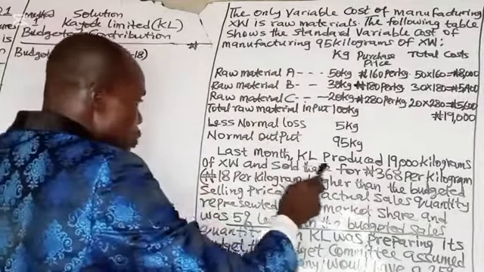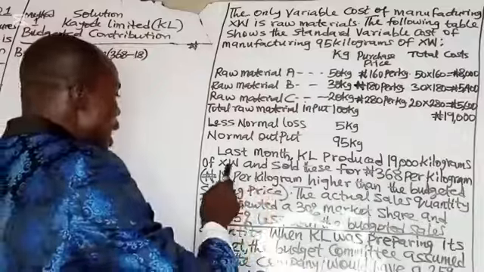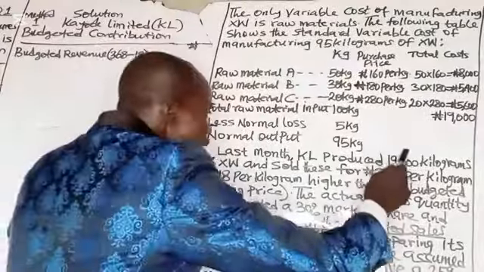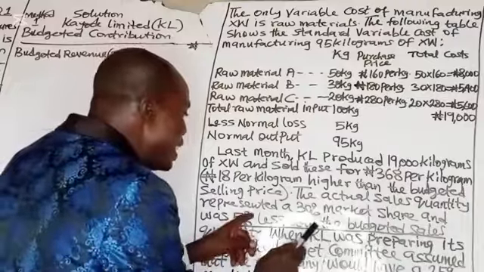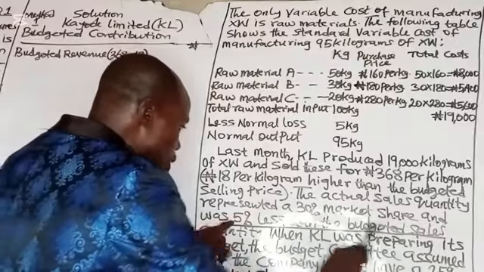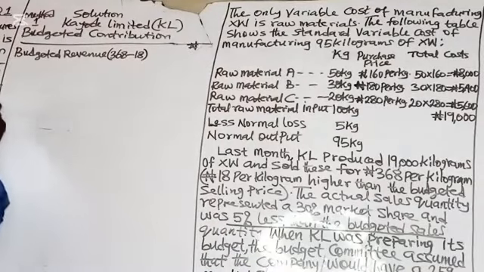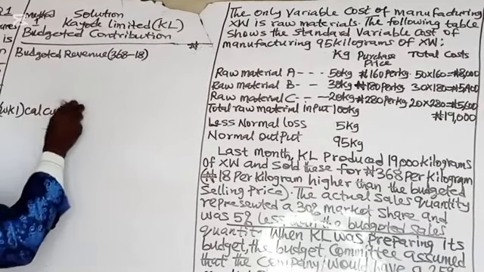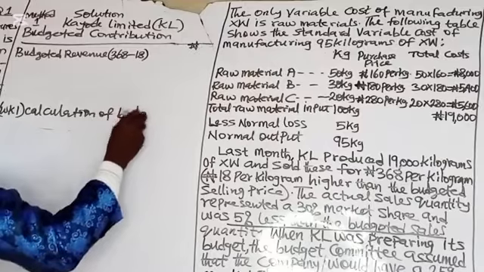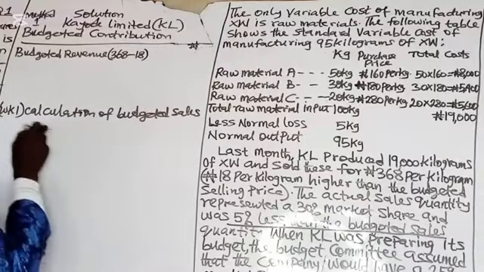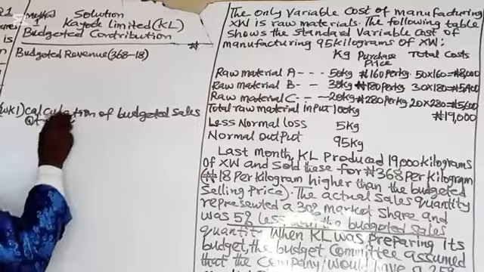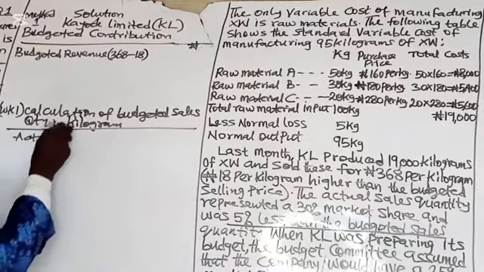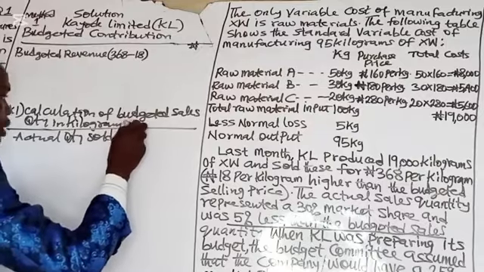The actual sales quantity, we were told, is 19,000 kilograms of SW sold. The actual quantity sold is 19,000 kilograms. Since the actual sales is 5% less than the budgeted quantity sold, let's calculate the budgeted quantity sold. Let me have working one. Calculation of budgeted sales quantity in kilogram. The actual quantity sold is 19,000 kilograms.